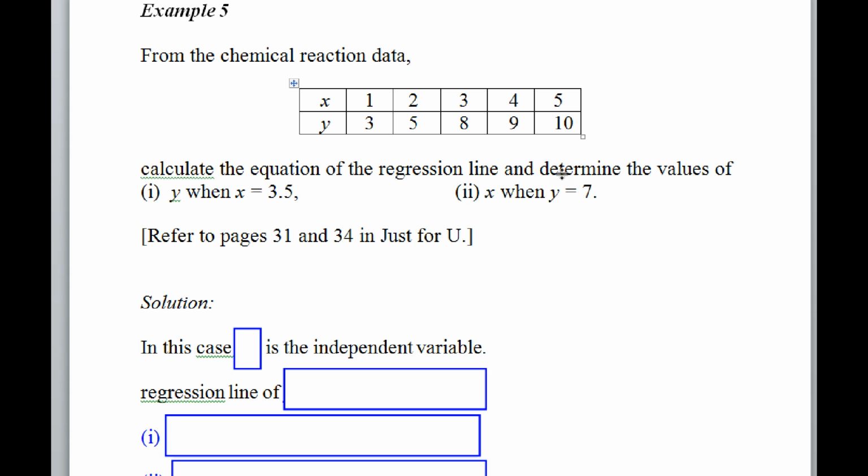Now, before we do that, can we first identify? Of course, can I have attention, please?